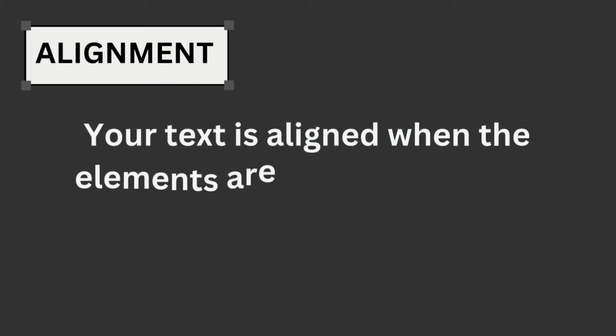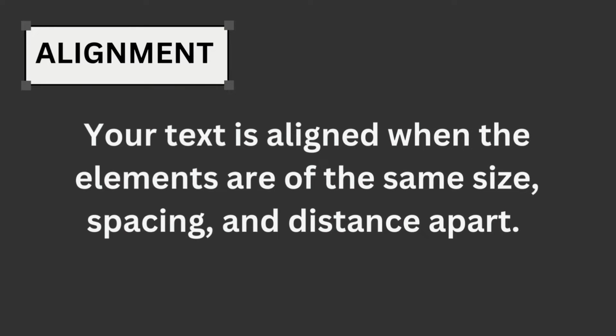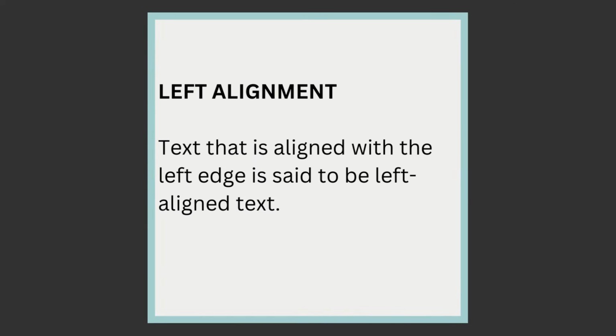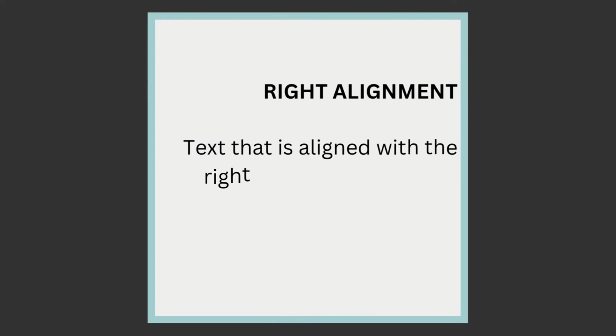Alignment. Your text is aligned when the elements are of the same size, spacing, and distance apart. Your text can be justified, center-aligned, left-aligned, or right-aligned, among other choices.